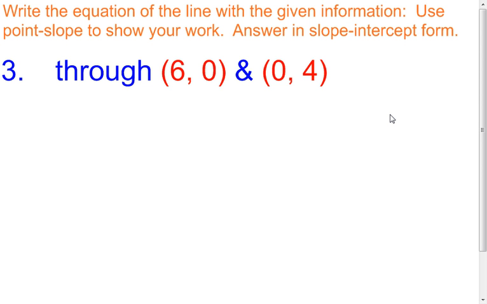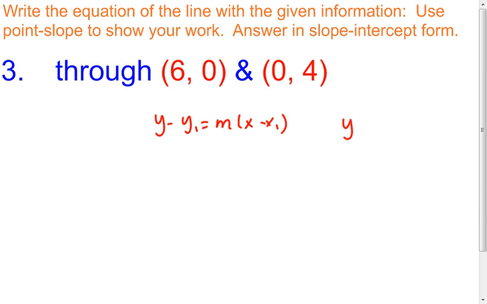In order to do point-slope, you need to know a point and a slope. Well, I know 2 points, but I don't know any slope. In order to do point slope, I need to know one coordinate, which I have at least one, but I also need to know the slope.